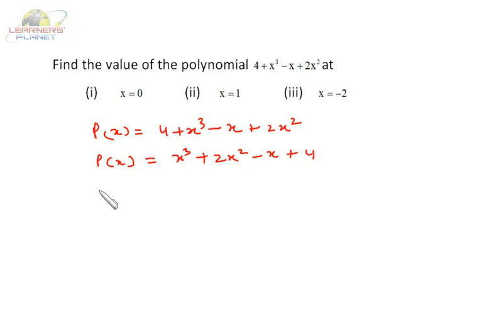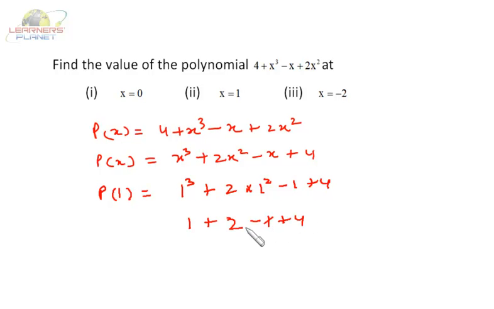So let me put x is equal to 1. So it will be p1. That is 1 cube plus 2 into 1 square minus 1 plus 4. So it is 1 plus 2 minus 1 plus 4. So what I'll be getting is 6. That means the value of the polynomial when x is equal to 1 is 6.